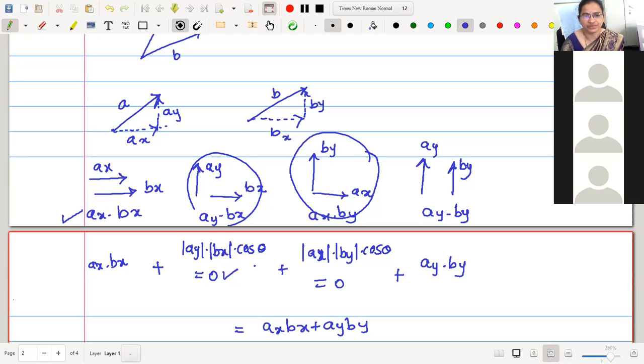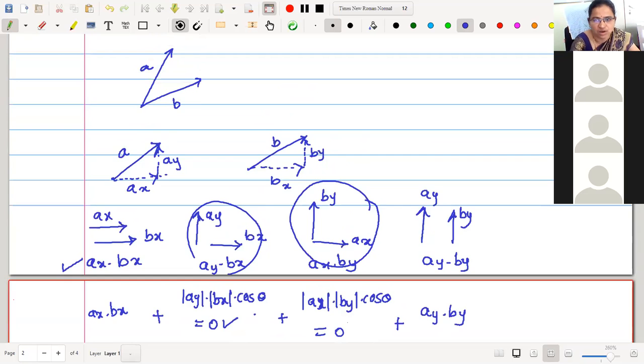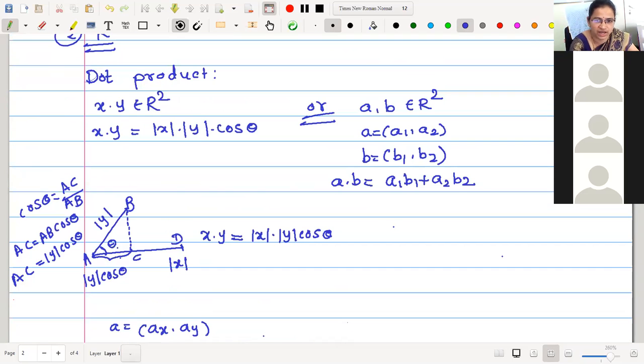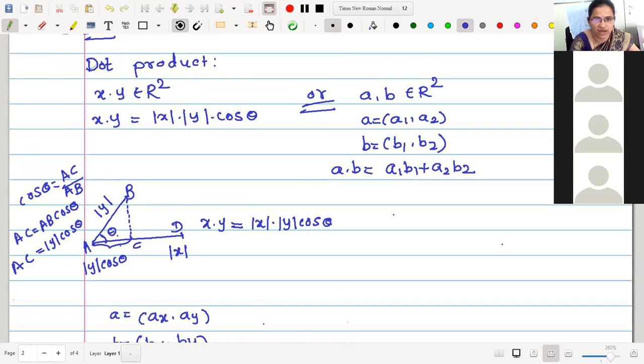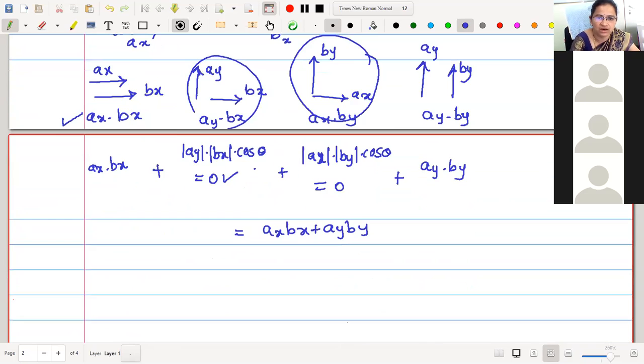Is it okay to everyone? Okay, therefore there are two definitions. One is mod x mod y into cos theta, and the other is piece by piece. I showed you both the concepts in a clear manner.